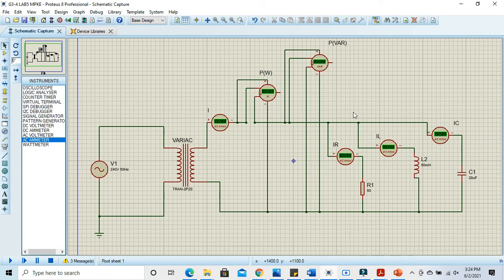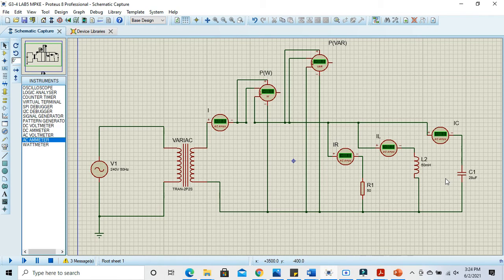Okay, we go to Activity 2, where we must develop the parallel RLC circuit. The RLC is in parallel, with the power meter, the transformer and the source, and the ground is provided. But in this activity, we measure the current flowing through the resistor, inductor and capacitor.